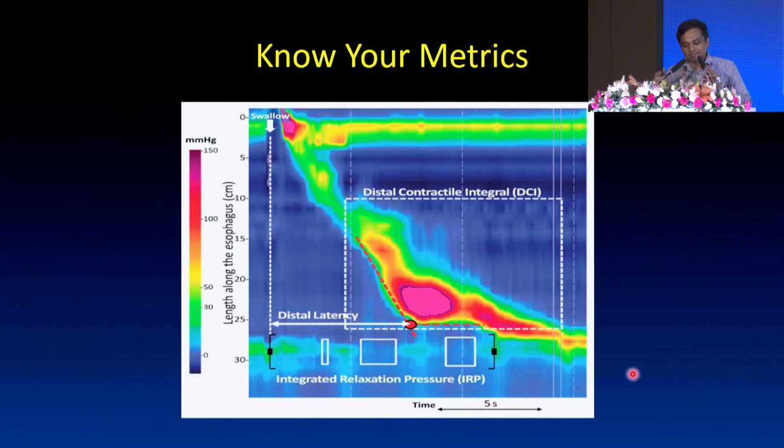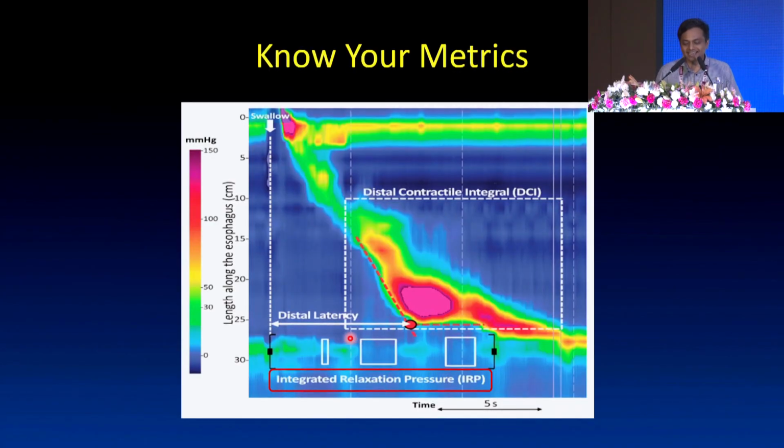Now to understand manometry, it's very simple. So you only need to understand 3 metrics, only 3 metrics. One is the integrated relaxation pressure. So what is integrated relaxation pressure? It basically tells us the adequacy of the relaxation of the lower esophageal sphincter.